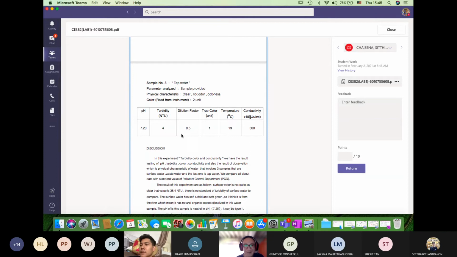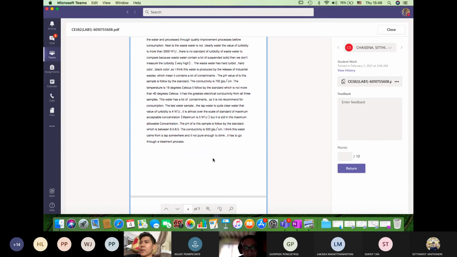Okay, but normally we don't put 0.5. I think it should be 1:2. I mean one portion of sample and another portion of distilled water. If you do it like this, whatever value you read from the instrument is supposed to be 2 units, so the apparent color should be 4 units. But I think maybe there was some misunderstanding, but anyway it's okay.